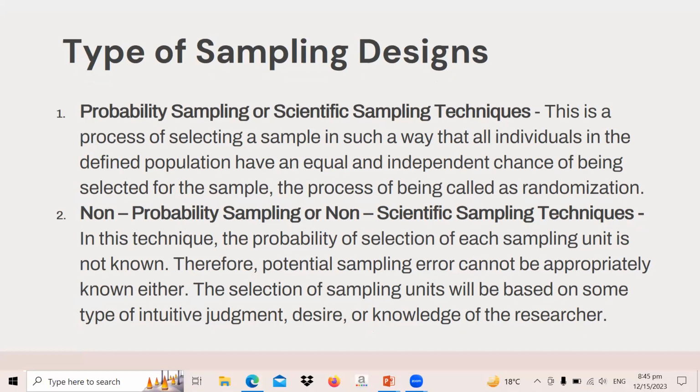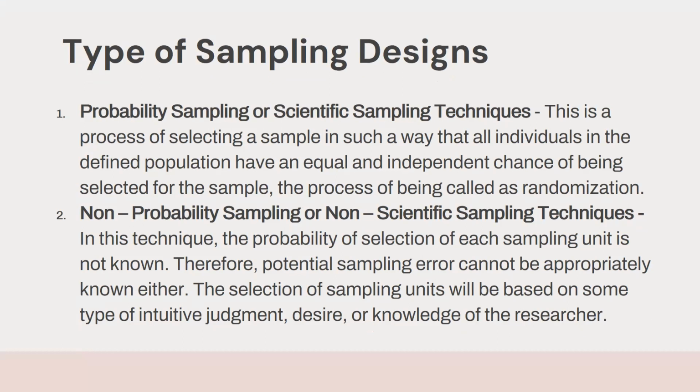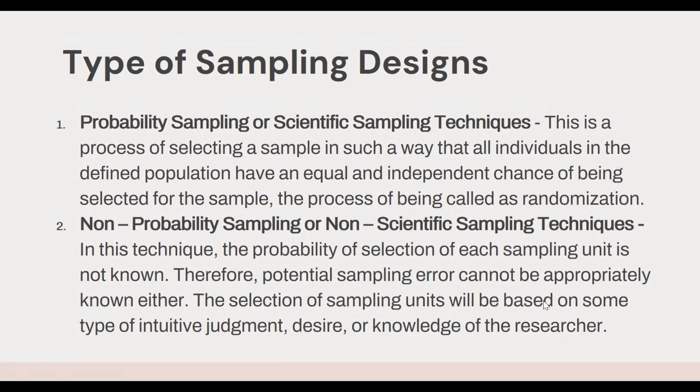And then on the other hand, we have non-probability sampling or non-scientific sampling techniques. So in this technique, the probability of selection of each sampling unit is not known. So therefore, potential sampling error cannot be appropriately known either. The selection of sampling units will be based on some type of intuitive judgment, desire, or knowledge of the researcher. So that's non-probability sampling technique.